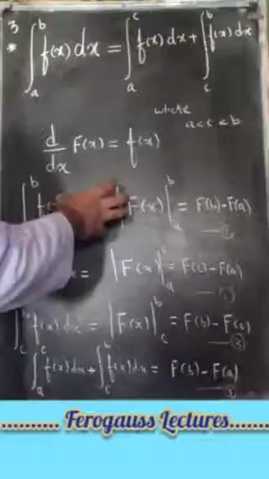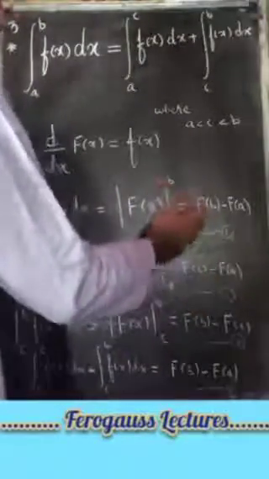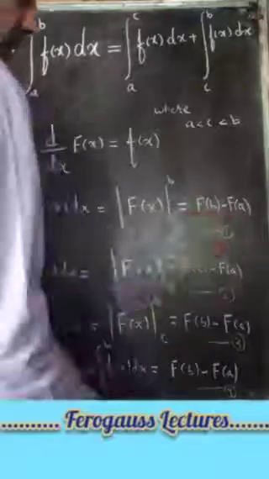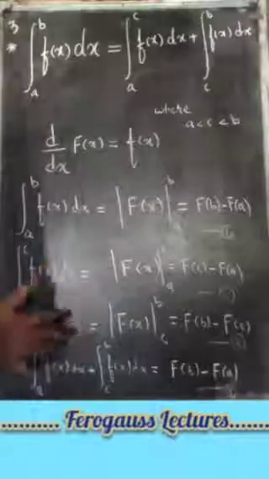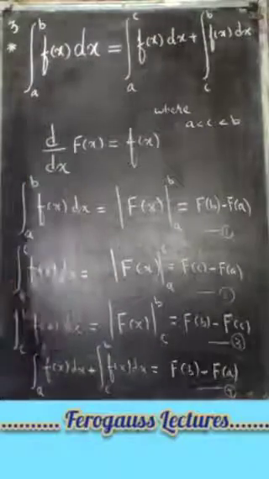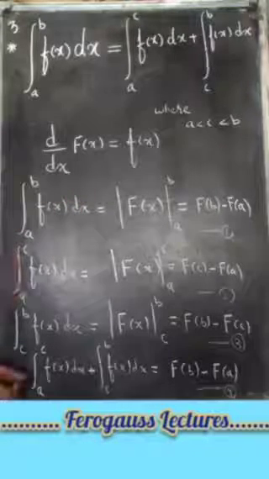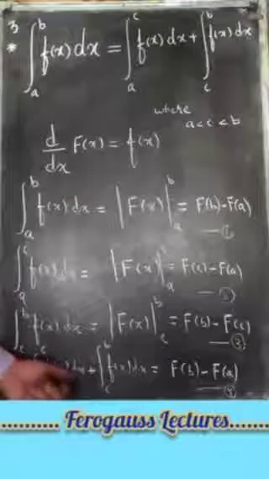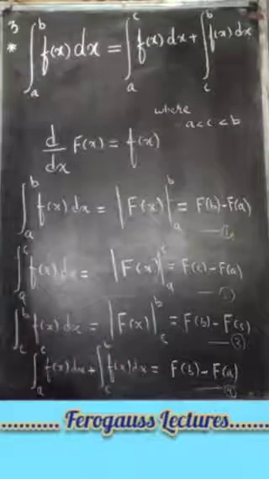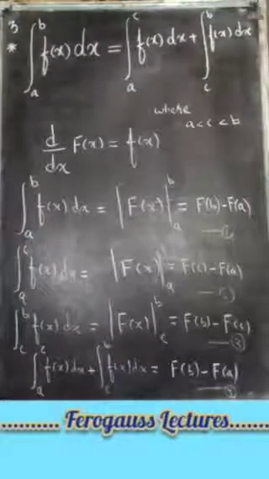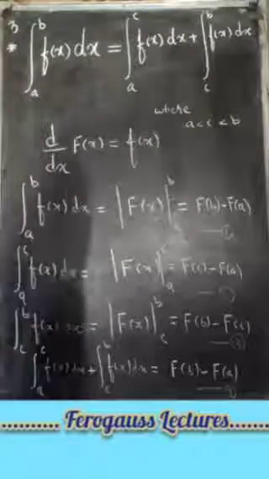Now from equation first and equation fourth, the RHS is the same. Here the RHS is F(b) minus F(a), and here the RHS is F(b) minus F(a). That means the LHS must be the same, or we can say integral a to b f(x) dx is equal to integral a to c f(x) dx plus c to b f(x) dx. That completes the proof of property number 3.